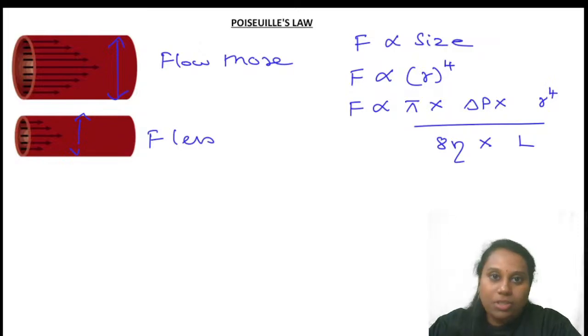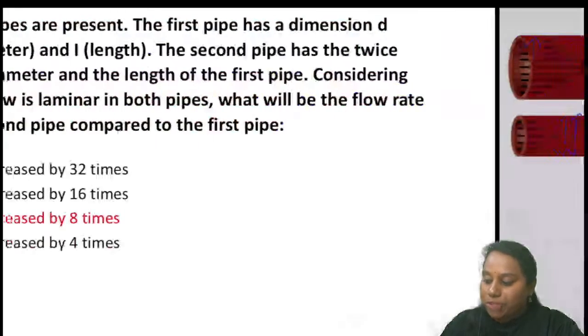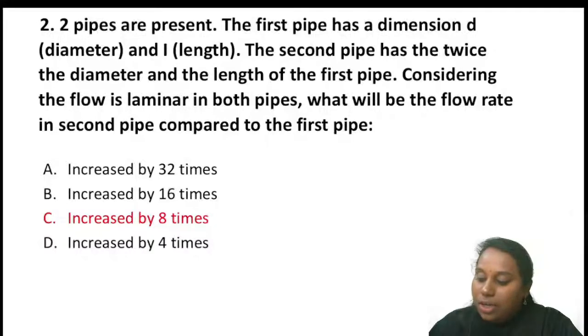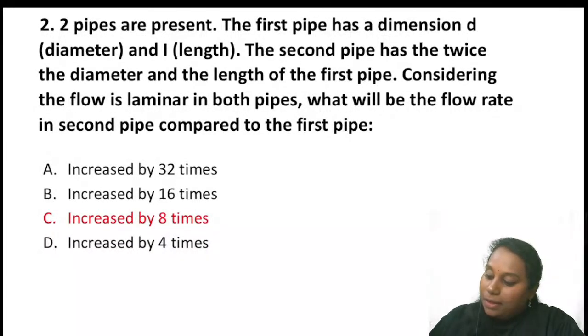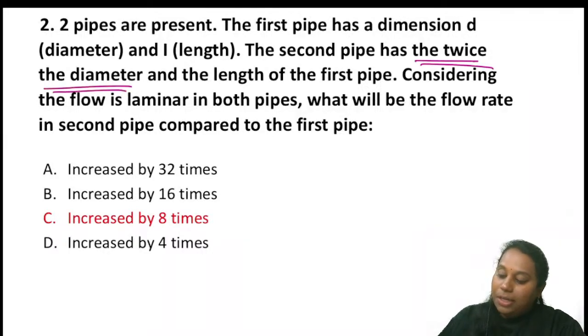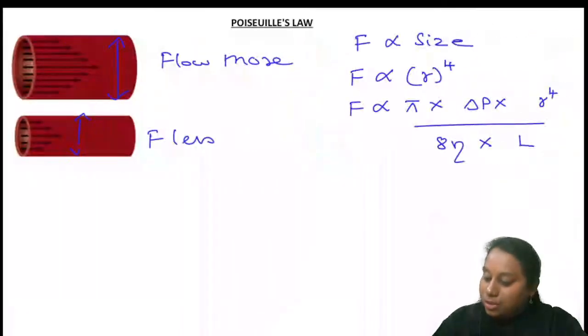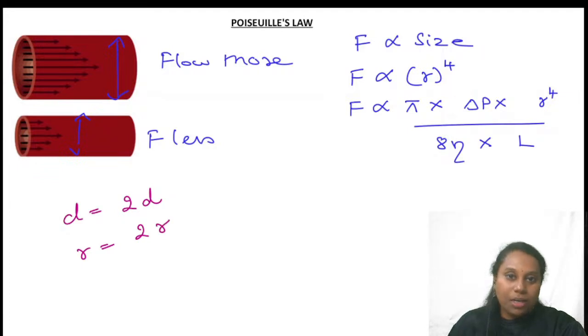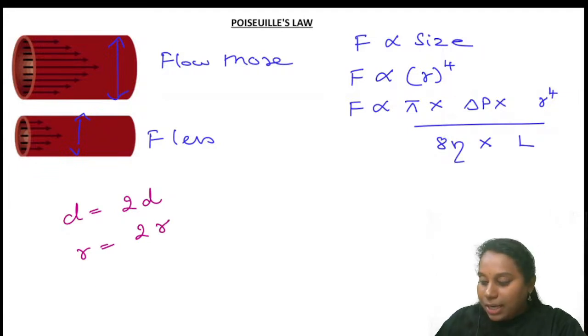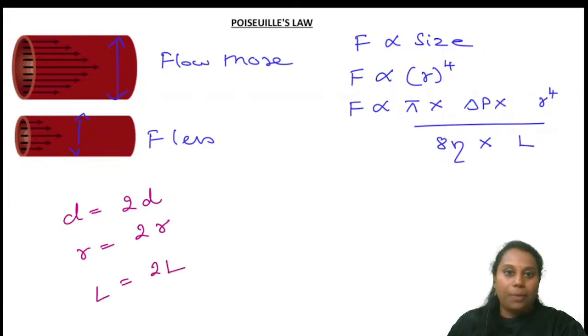So according to this law, from the given question, just see what are the changes that have happened in the second blood vessel. Twice the diameter, so diameter has become 2d, and length also has become twice. If diameter has doubled, it means radius also has doubled. And length has become 2L.